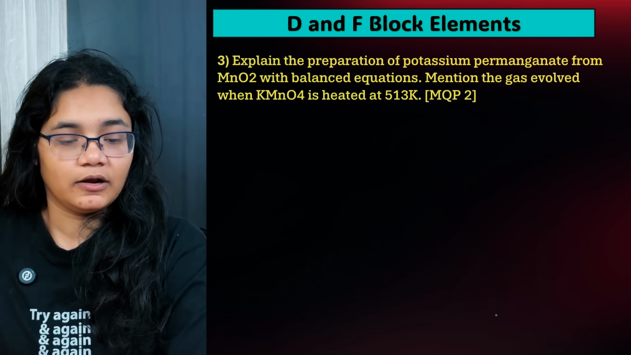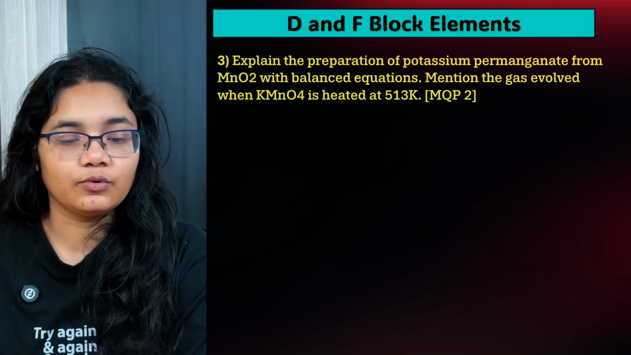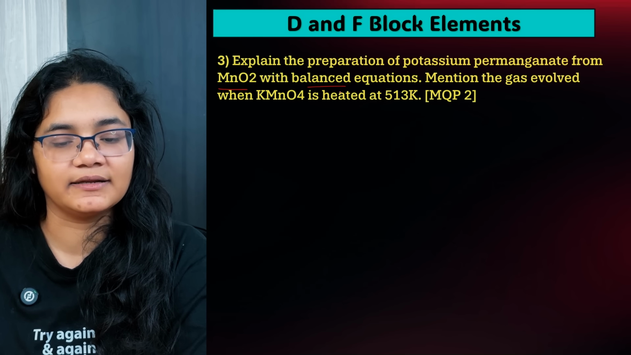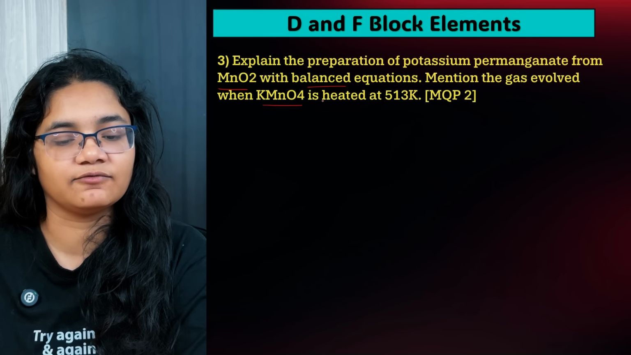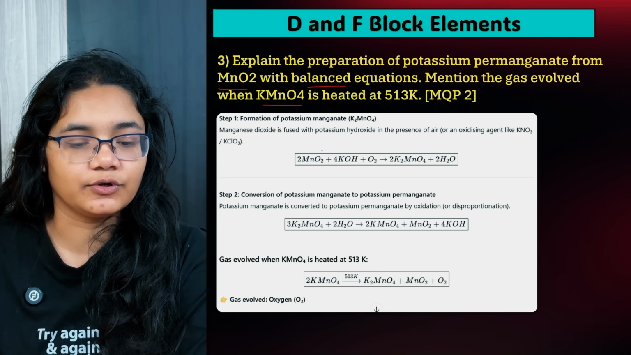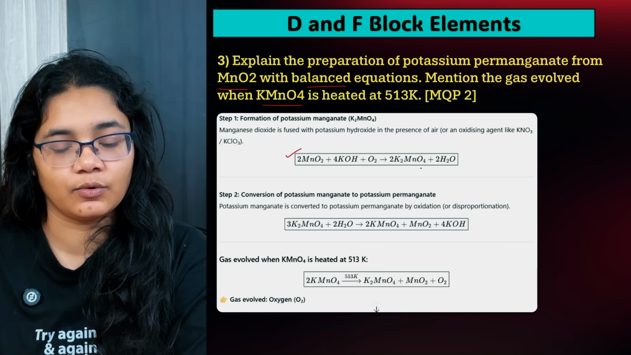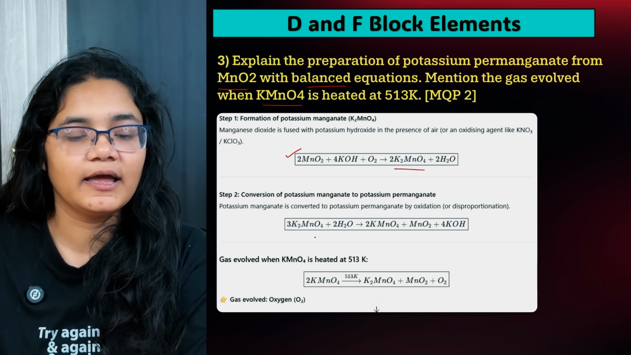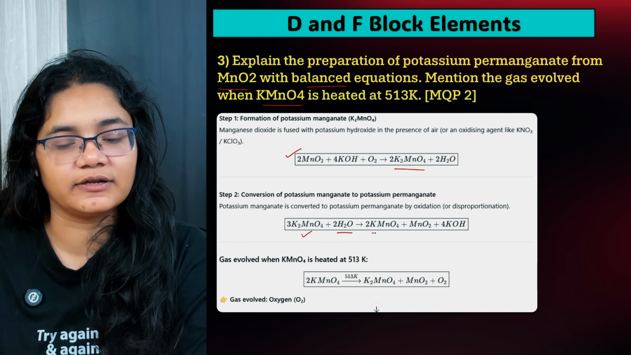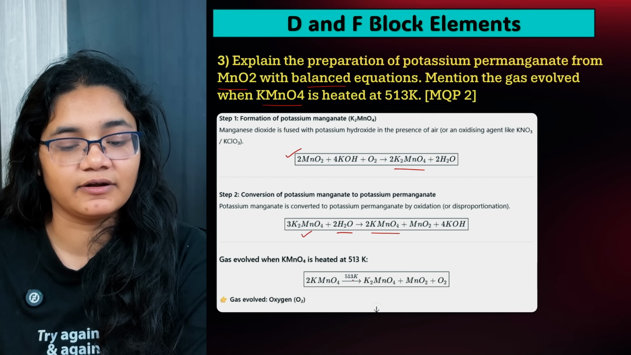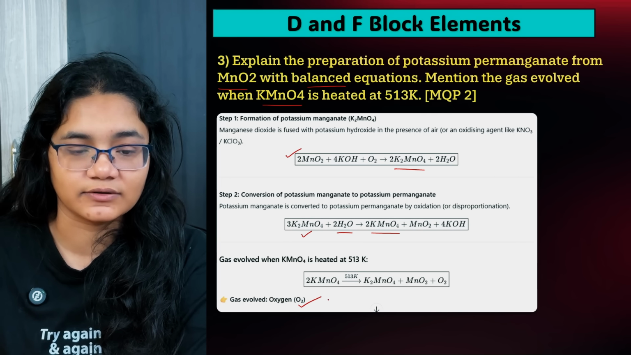Now we'll see a question from model question paper 2. Explain the preparation of potassium permanganate from MnO2 with the balanced equation and mention the gas evolved when KMnO4 is heated. So you can see this is the reaction. First of all, MnO2 is fused with KOH and O2 to give you K2MnO4, and then K2MnO4 undergoes hydrolysis to give you KMnO4. And when KMnO4 is heated at 513 Kelvin, the gas released is oxygen.